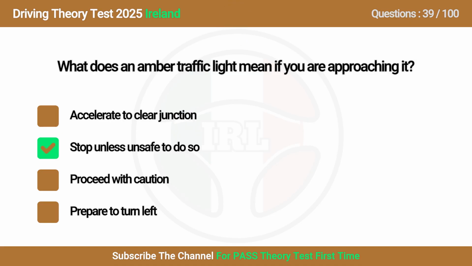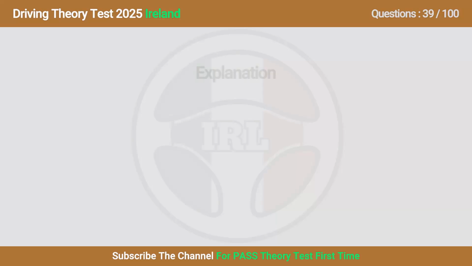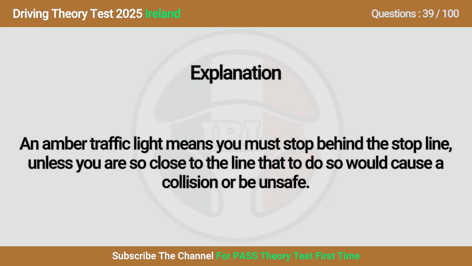Answer is B. Stop unless unsafe to do so. An amber traffic light means you must stop behind the stop line, unless you are so close to the line that to do so would cause a collision or be unsafe.